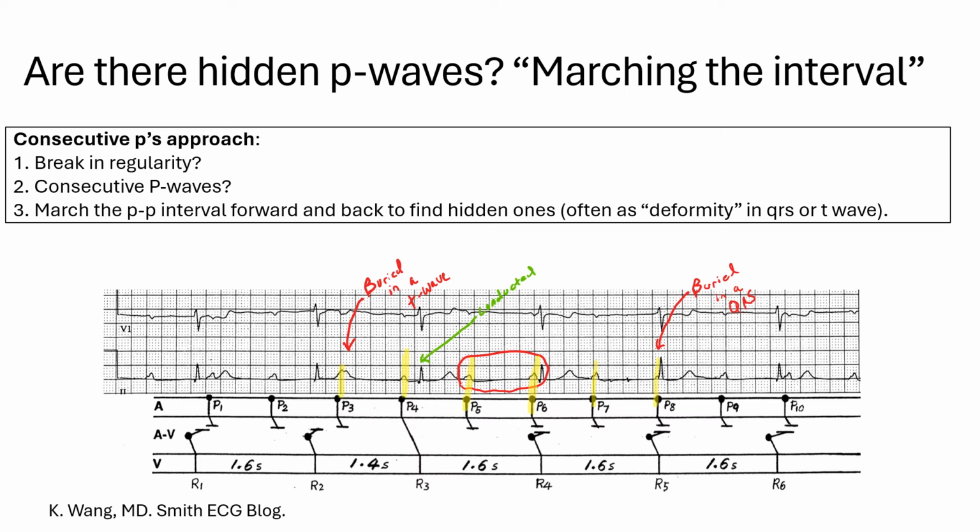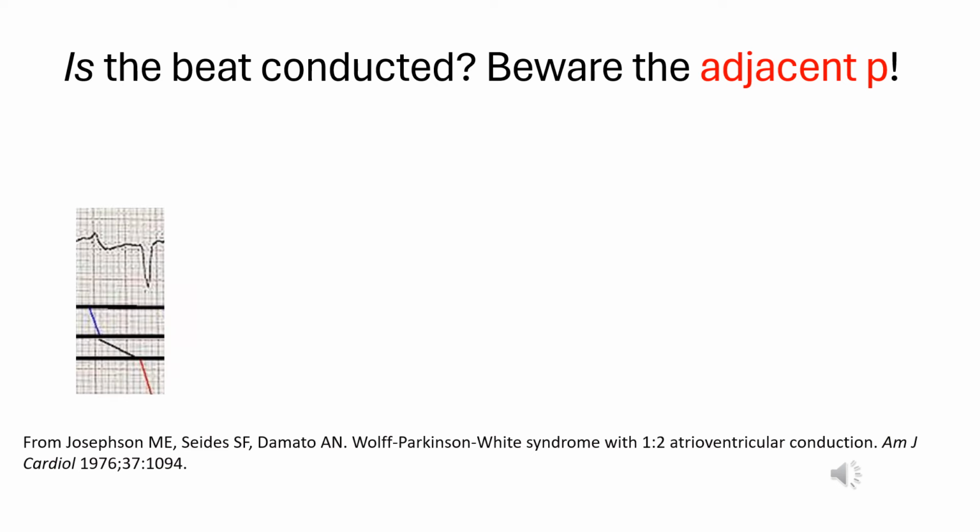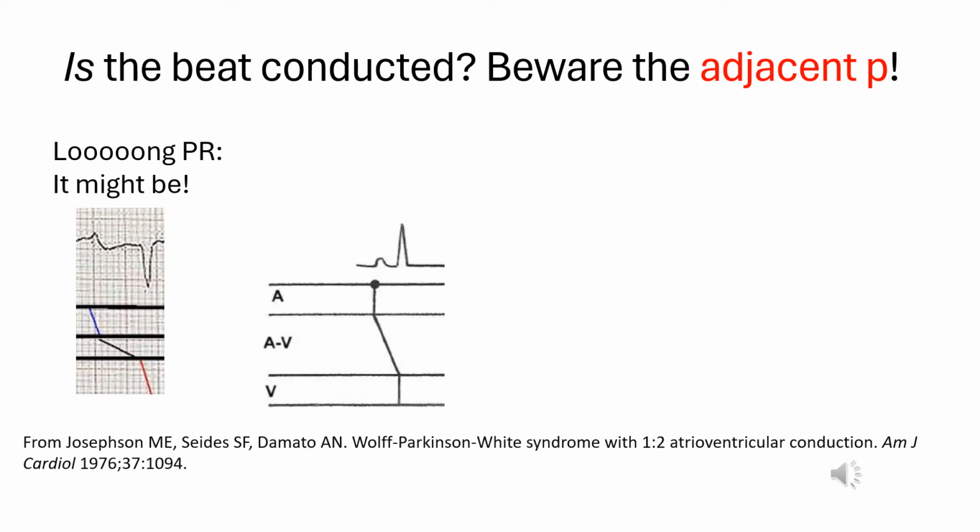To determine if a beat is conducted, looking at the PR interval is a good place to start. Trickily, really long PR intervals can be associated with conducted beats. As a reminder, the PR in first degree block is over 200 milliseconds, and over 300 milliseconds is an indication for IV antibiotics and Lyme disease. If you see a normal PR interval, assume that the beat is conducted.